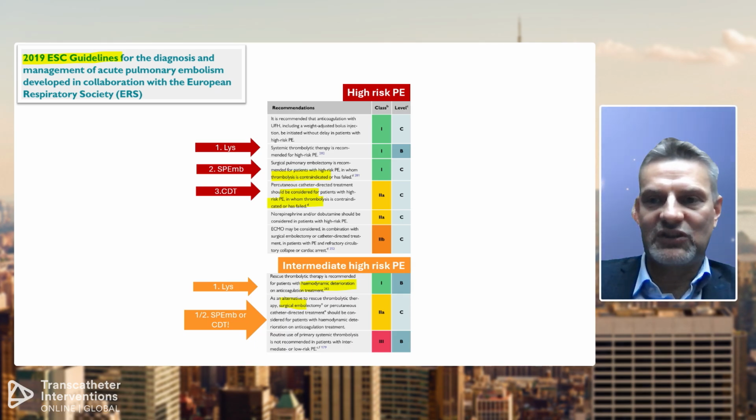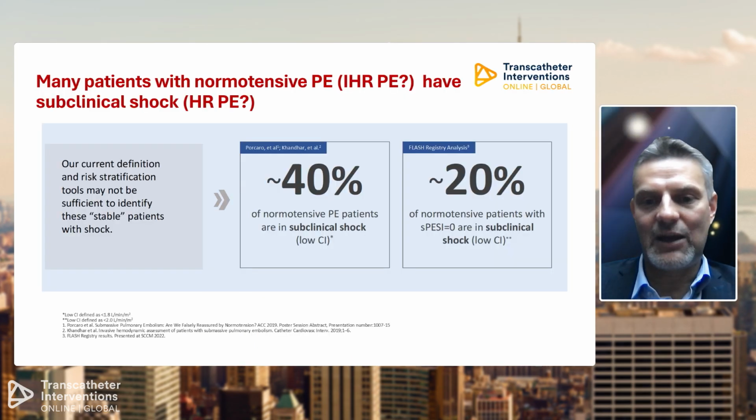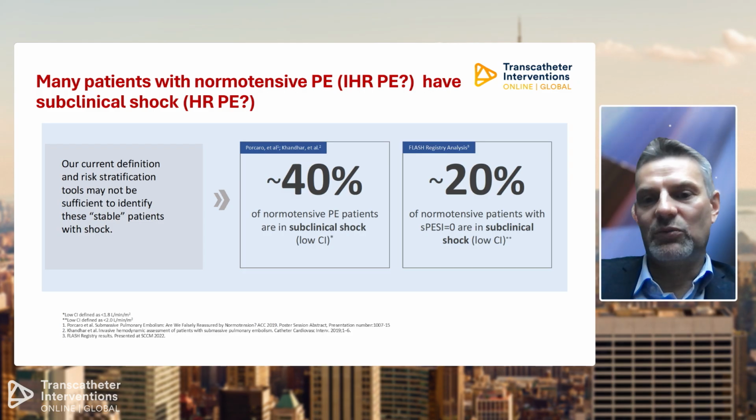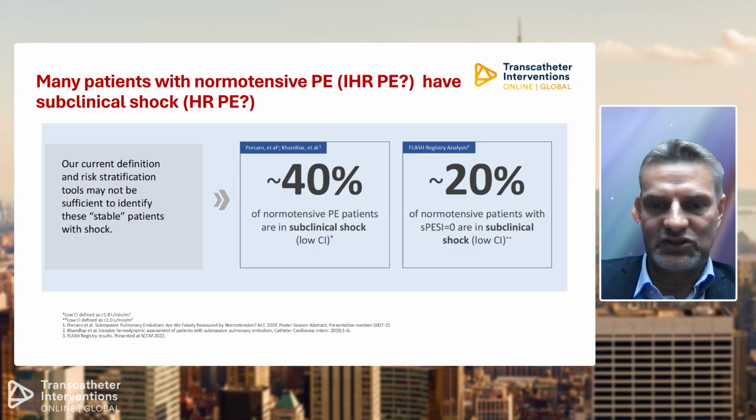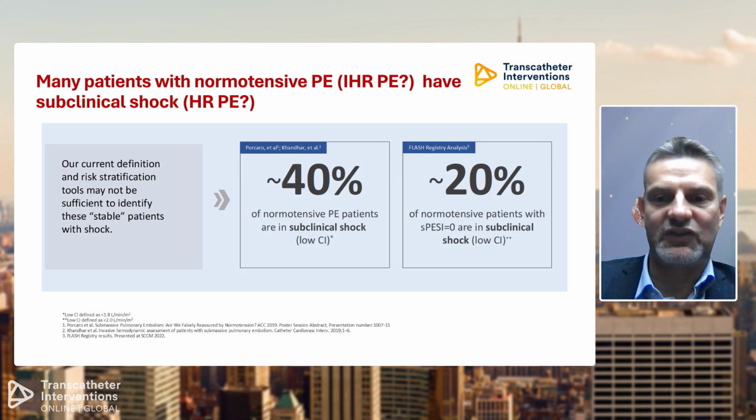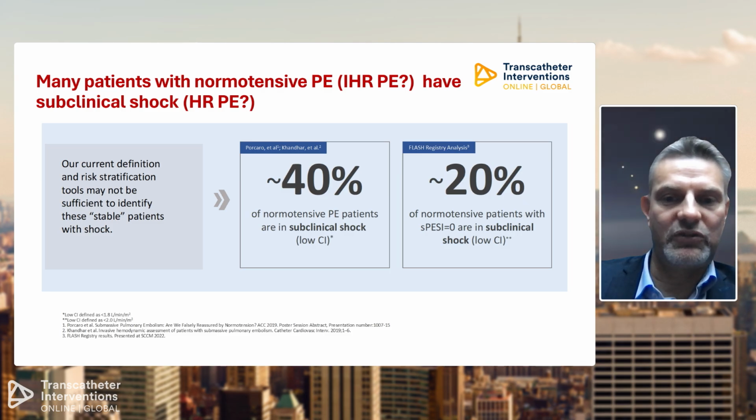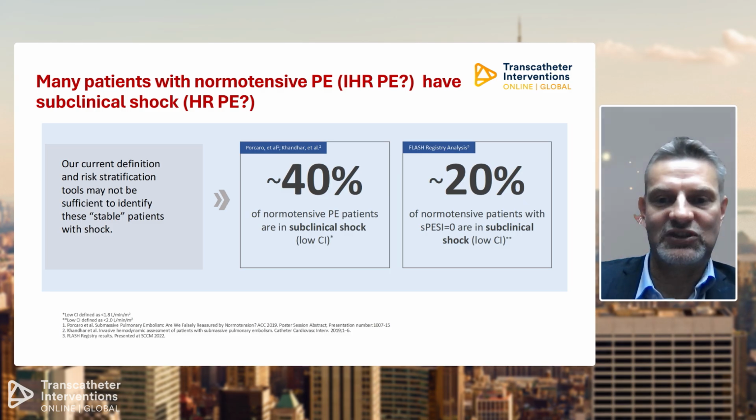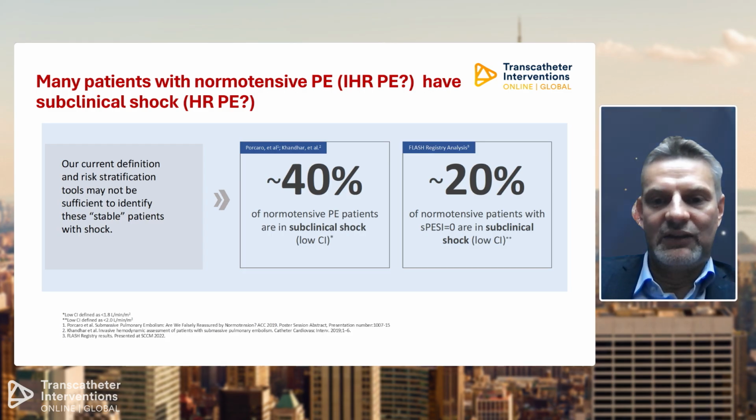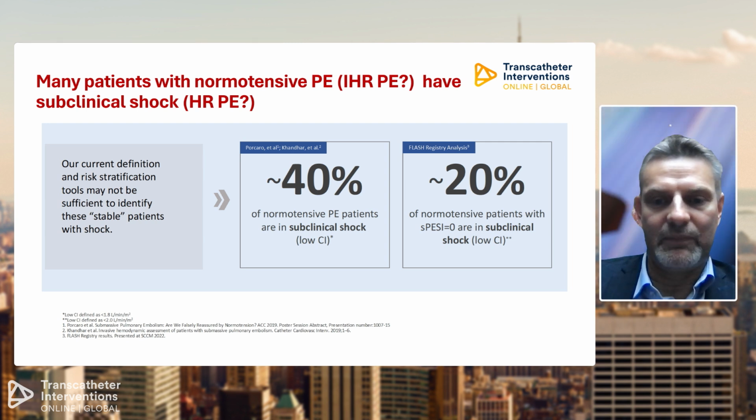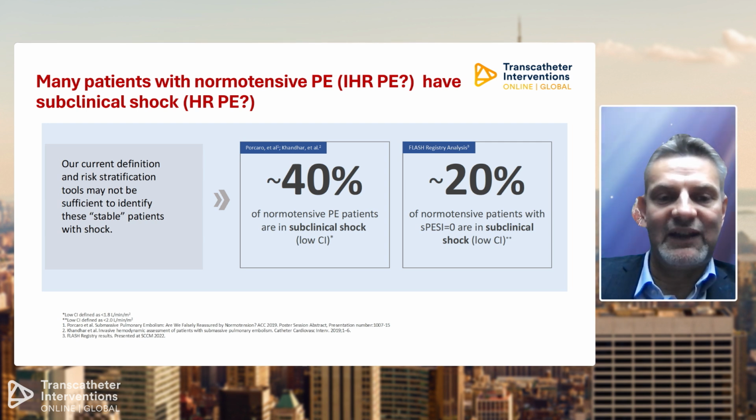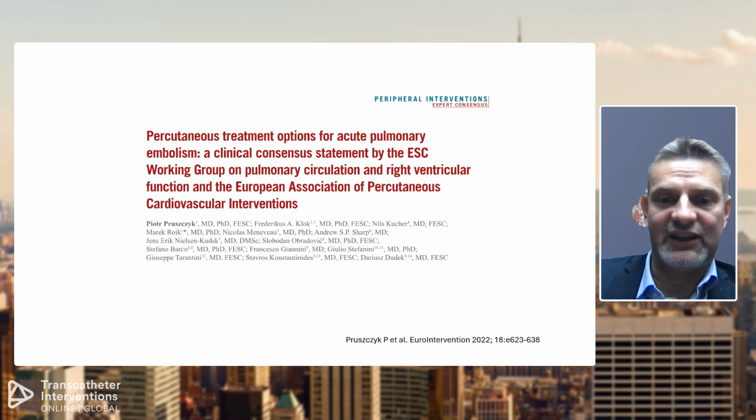So of course there are a lot of controversies and gaps in these guidelines, because we know from interventional registries that more or less 30% of patients with intermediate-high risk are patients in so-called normotensive shock, meaning that these patients are still normotensive. That means the systolic blood pressure is above 90 millimeters of mercury, but unfortunately they have a decreased cardiac index.